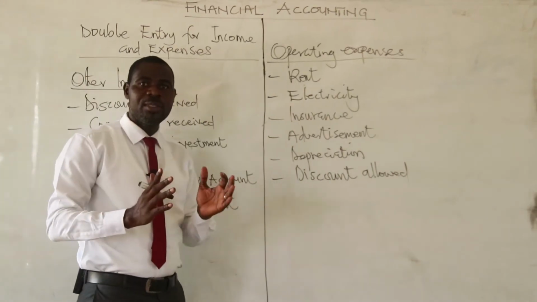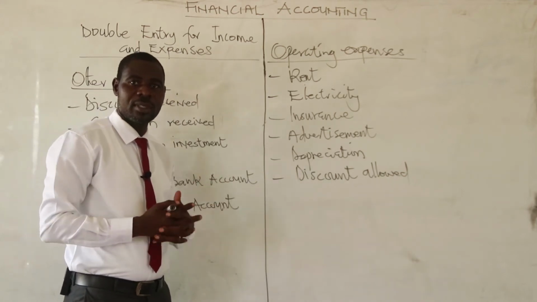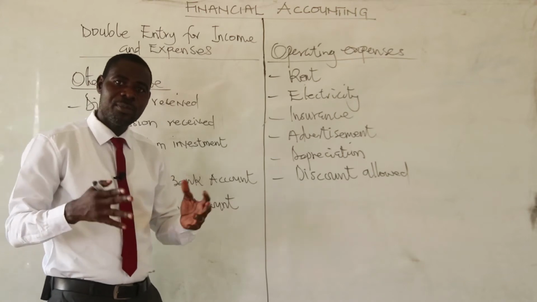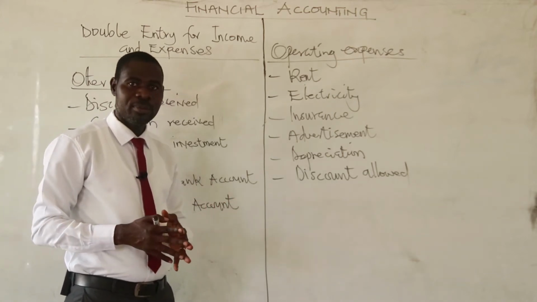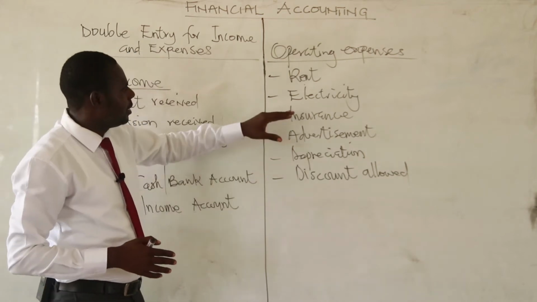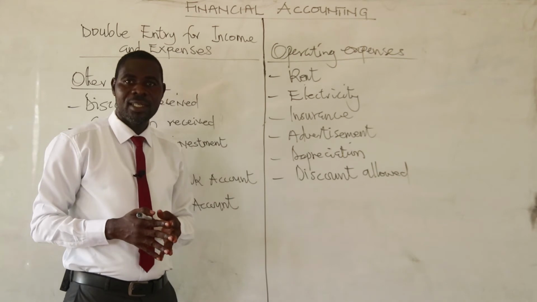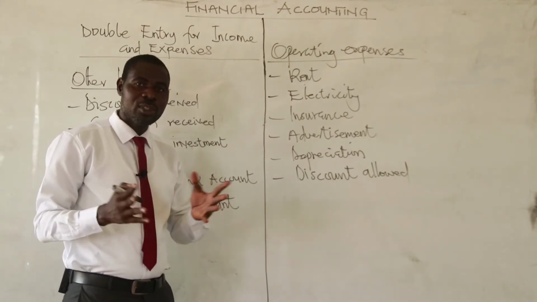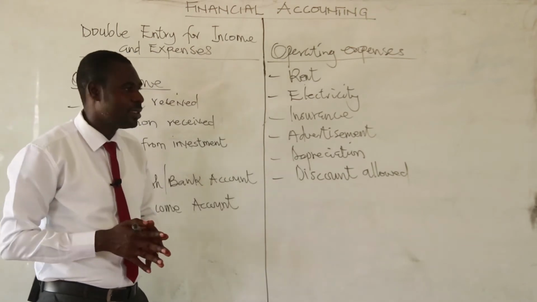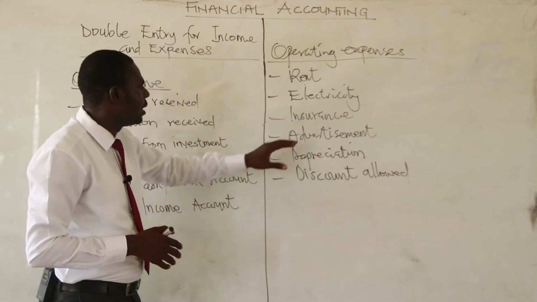Rent. A business may need to rent a premises or warehouse. So the warehouse may keep goods, and a business may also rent a shop. Then we have electricity, which is power. We need light in almost every business. We use light for everything. So electricity is part of the expenses we may incur.